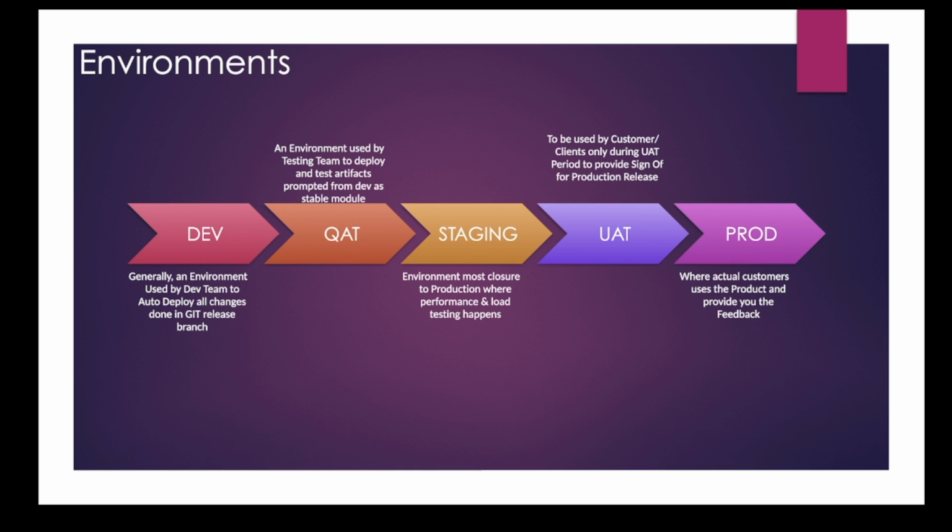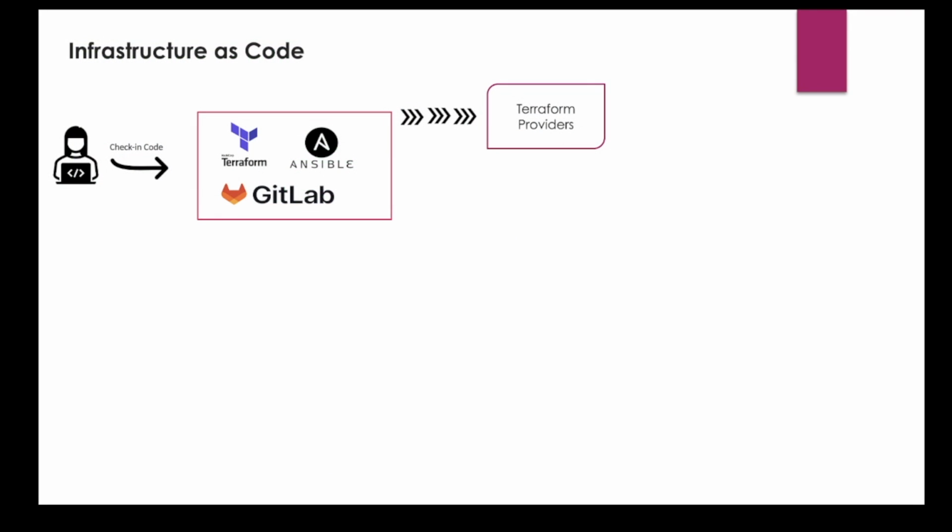Now we understood what the environments are. We have a delivery already pushed to Artifactory after CI and it is ready to be deployed. But do we have environments ready? We don't. There comes infrastructure as code. Infrastructure as code is a concept which tells us that whatever infrastructure you are creating, it needs to be in a coded format. Terraform comes as a savior.